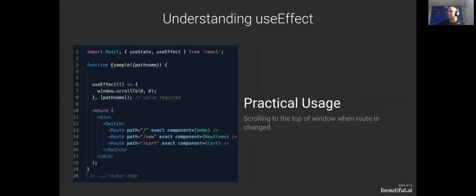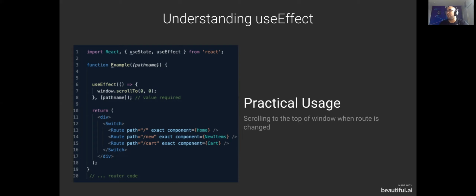So this is a practical usage that I pulled from one of the things that I made here at Yeti. This is just scrolling to the top of a window whenever the path name is changed. On line 8, the path name is the value that is required for the useEffect hook to take effect. And all it does is call the window to scroll up to the top. That's not much more complex than that. It's a very basic use case. The path name is coming in from the example, and there's some router code that'll keep passing it through.